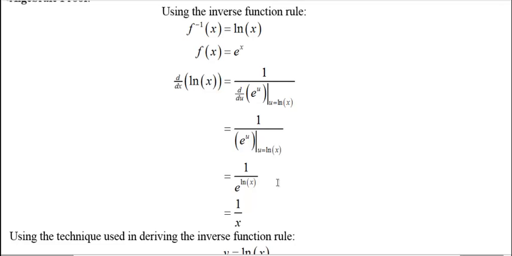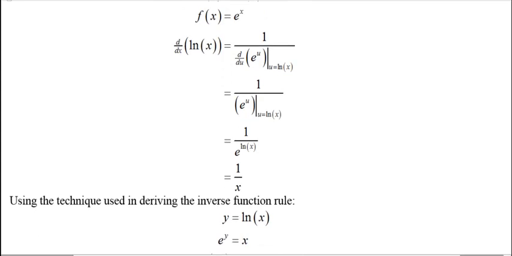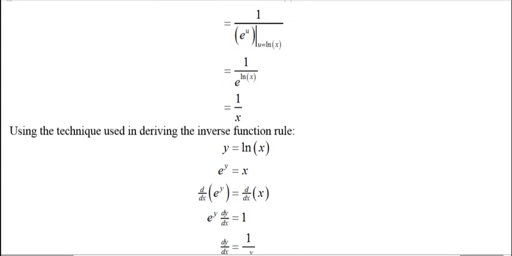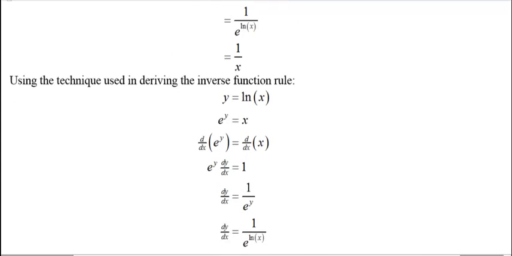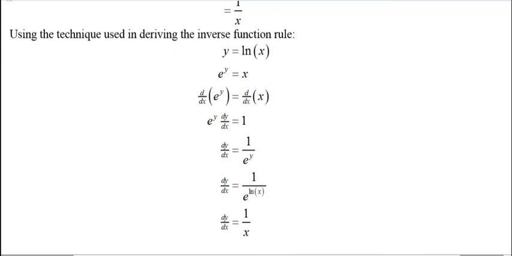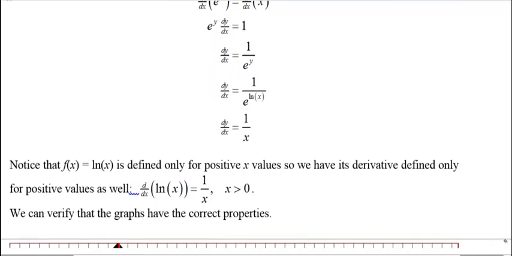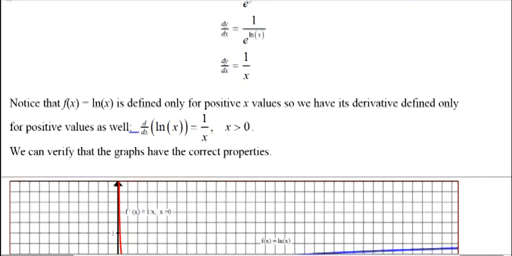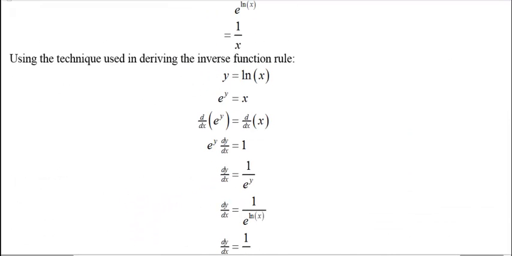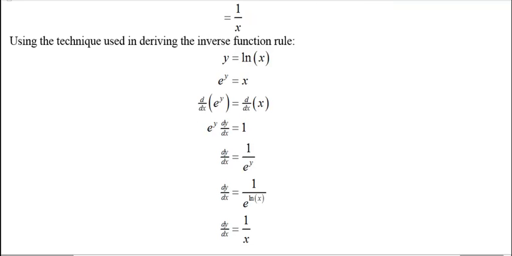Now, we can do the same thing without using the shortcut rule, but just using the same steps that we used in the derivation of that inverse function rule. So I'll do it out that way as well. You'll see it's the same thing happening. So you let y be ln of x. Okay, y equals ln of x. So that means that e to the y equals x. Take the derivative of both sides with respect to x.